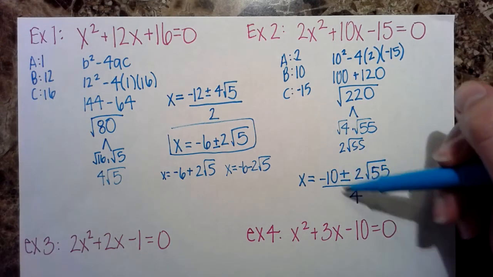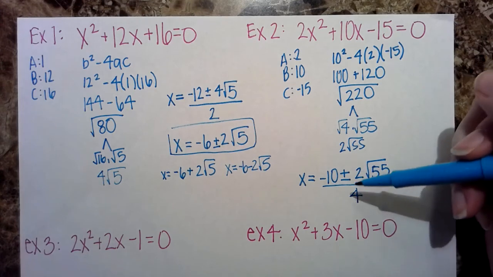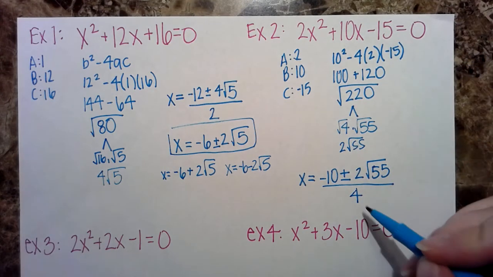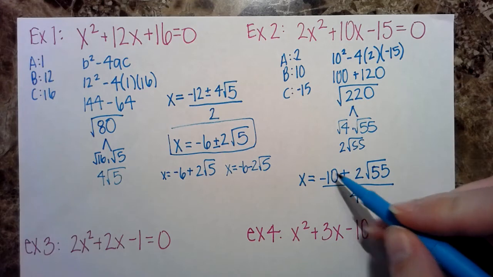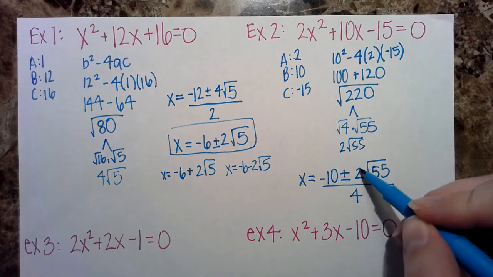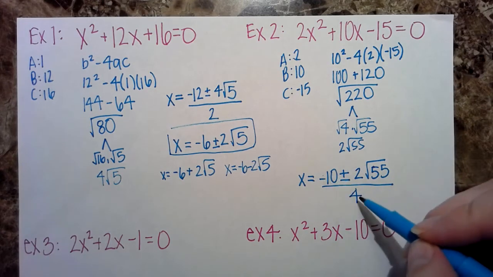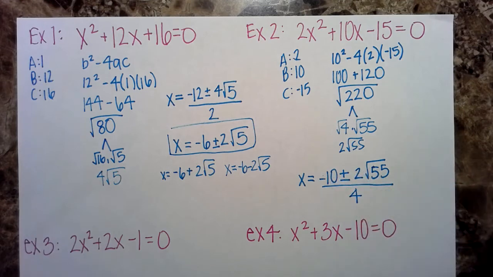So I notice that they have 2 in common. So I'm going to take a 2 out of each. So negative 10, it's basically saying negative 10 fourths and 2 fourths. So I'm going to take out, they all have a 2 in common. So I'm going to take that out.